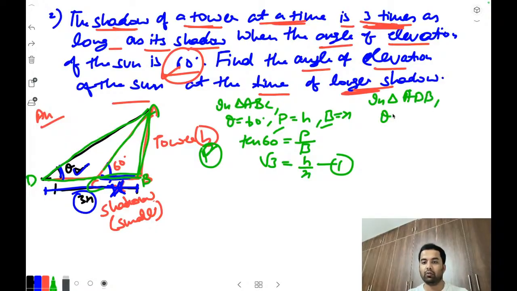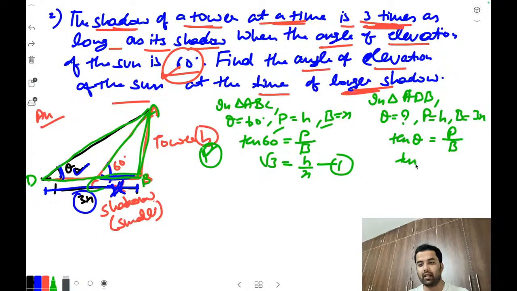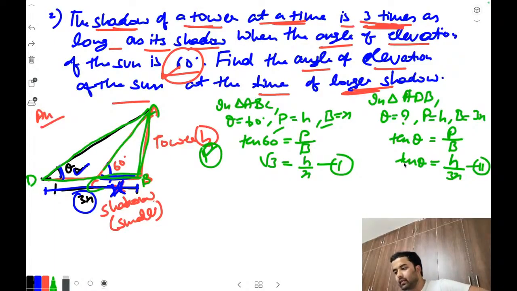Okay, theta we don't know. Okay, P value is what? Height only. The base is what? 3x. Fine. Again, same thing will come. Tan theta is equal to what? P by B. Theta we don't know, so just keep it as it is. P value is what? H, and the base is what? 3x. Till here it is okay.